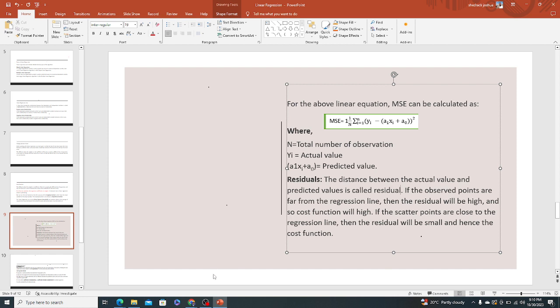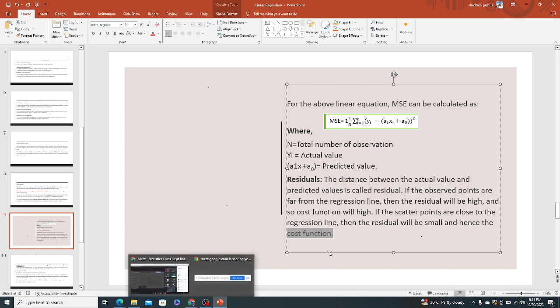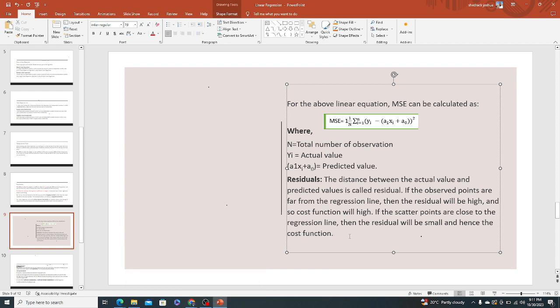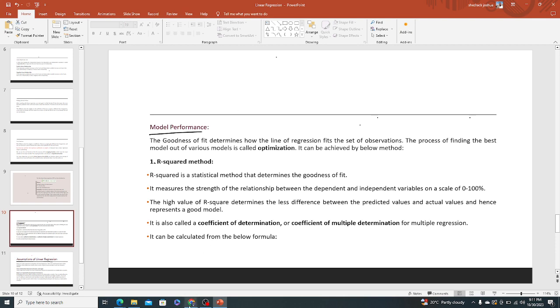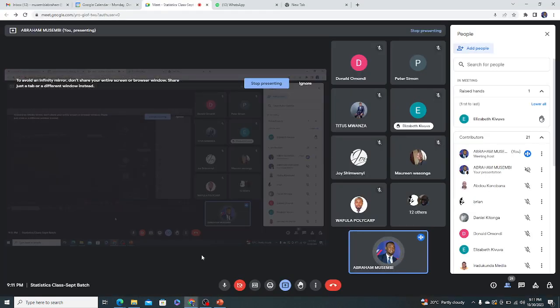The bigger the residual value, the higher the cost function. We say our model is good if our cost function is kept low, even close to zero. I hope we are all together.